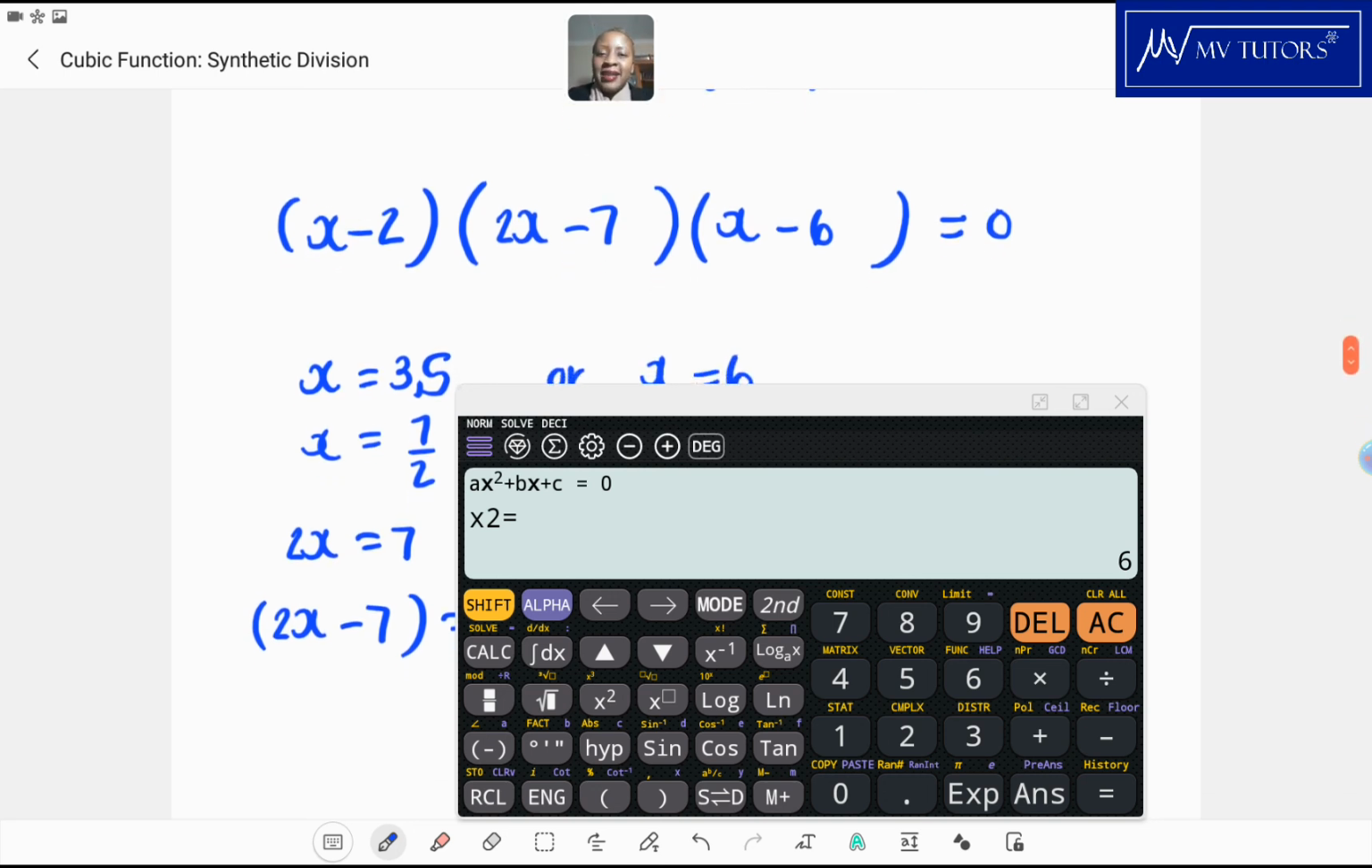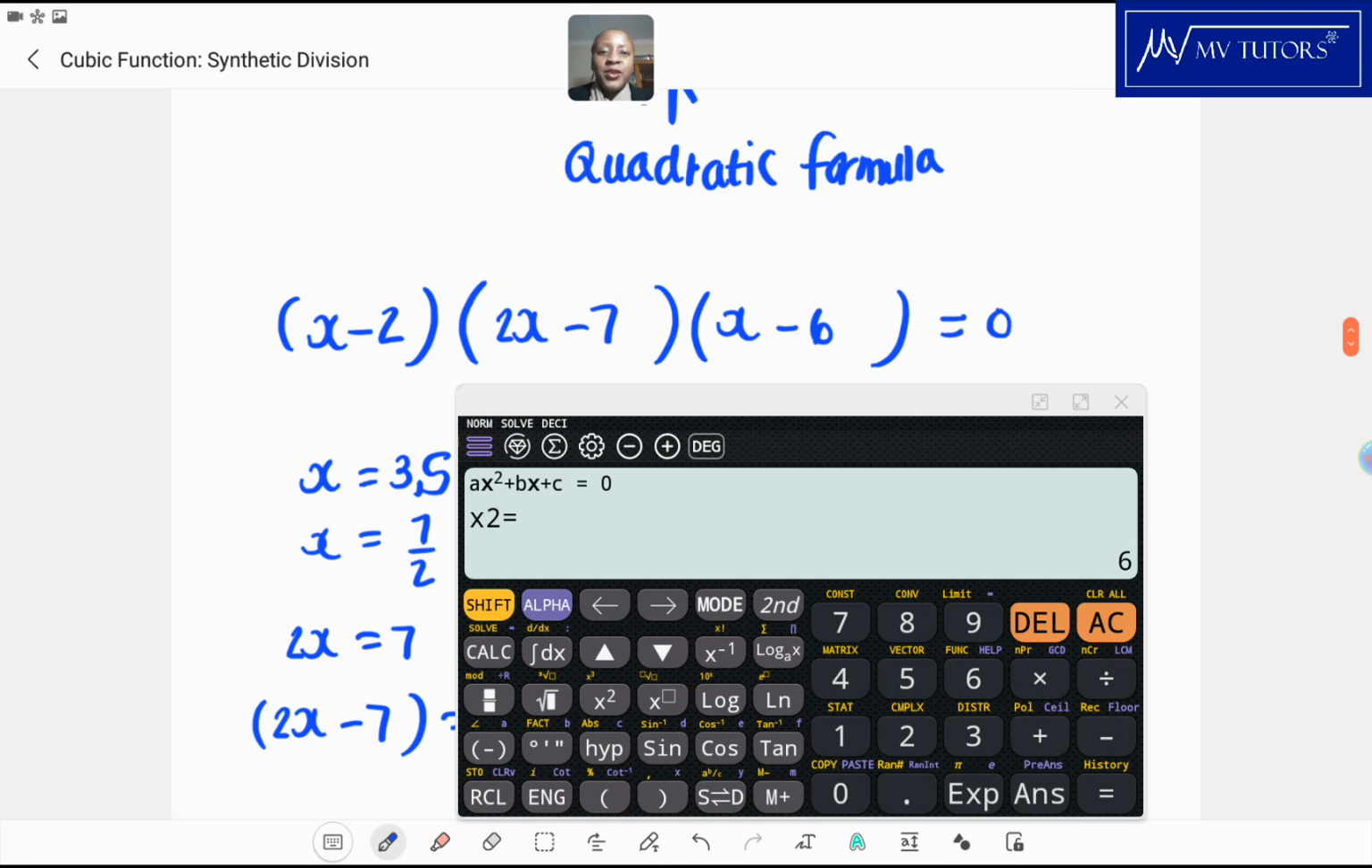And that's it, guys. You could have used the quadratic formula. It also works. And that's it.